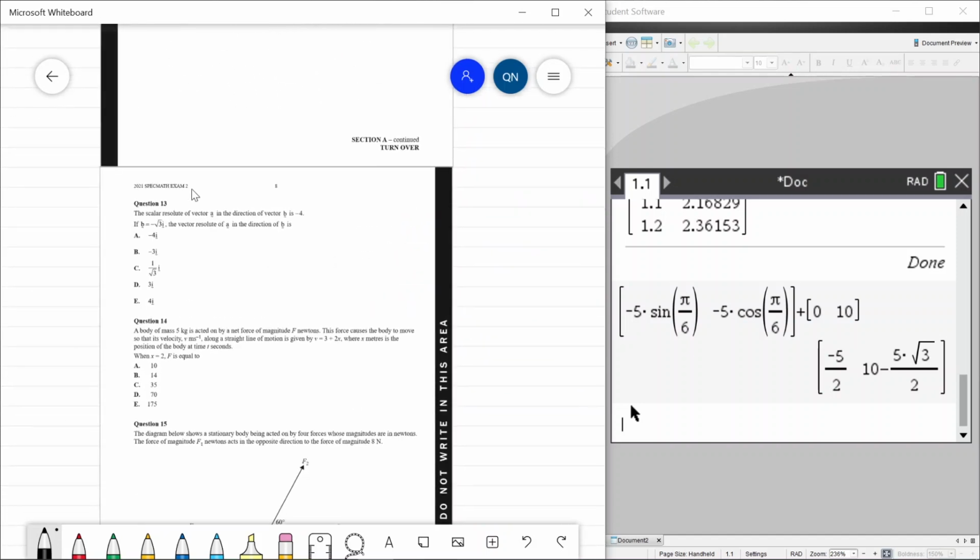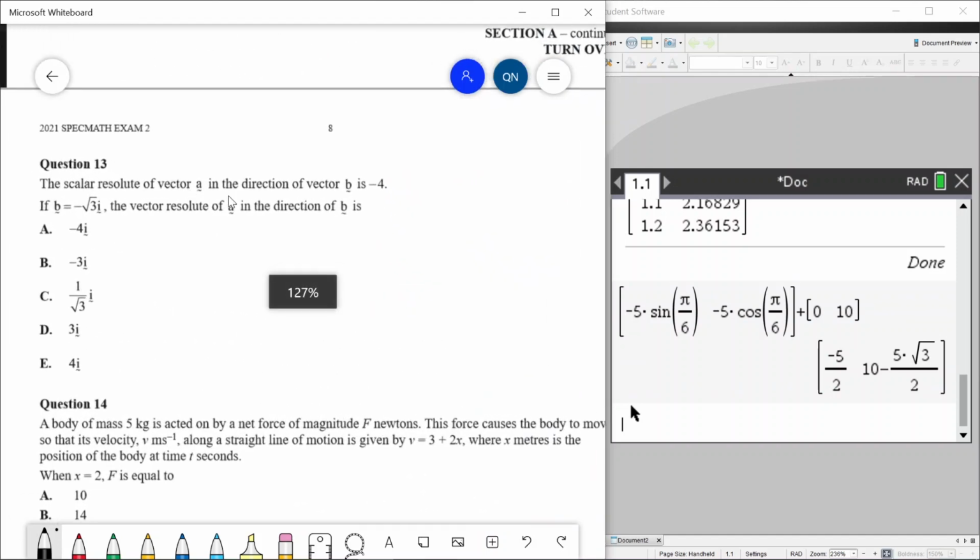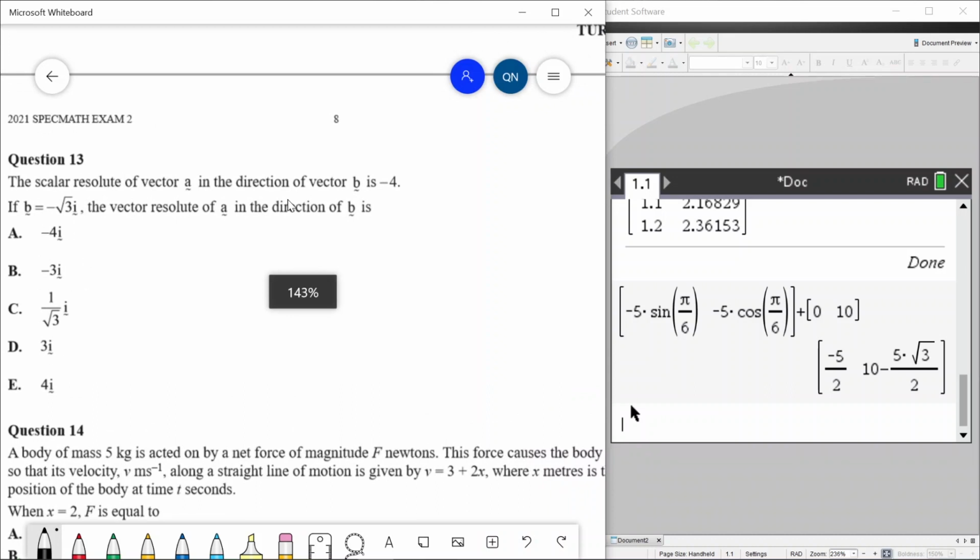All right, question 13. Let's see what we got. The scalar resolute of a vector A in the direction of v is minus 4. B is purely in the I direction, so the vector resolute is also going to be purely in the I direction. Now, what does the scalar resolute tell you? The scalar resolute tells you the size.